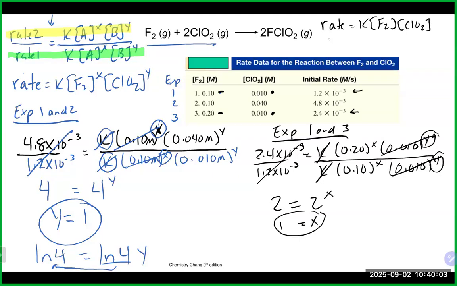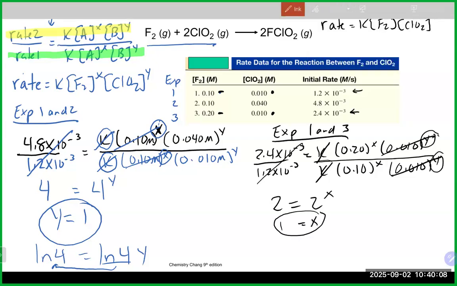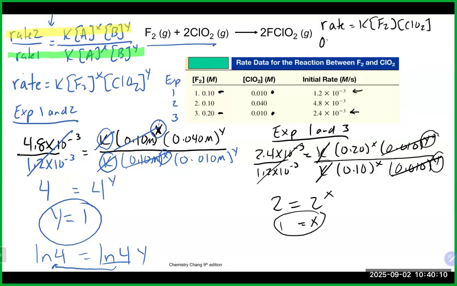That would mean my overall order in this reaction is 1 plus 1, which is second order. And again, that is just adding each of the orders together. Now, the last thing that you typically are asked to find in this type of problem is the value of the rate constant.